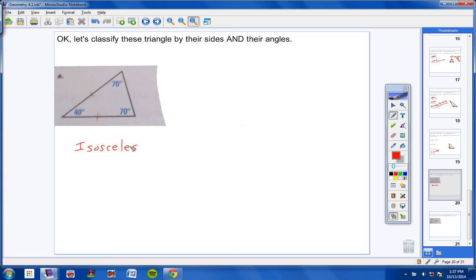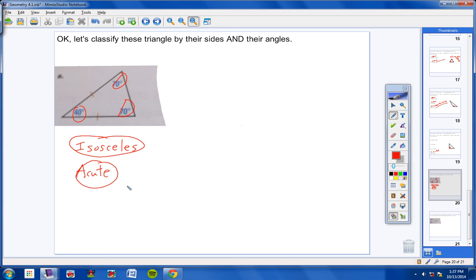Now, next, I notice I don't have three congruent angles. I don't have a right angle. I don't have an obtuse angle, but I do have three angles that are all acute angles. 40, 70, and 70 are all less than 90. So I have an acute triangle. Okay, so there we go. I classified this triangle by its sides and by its angles.